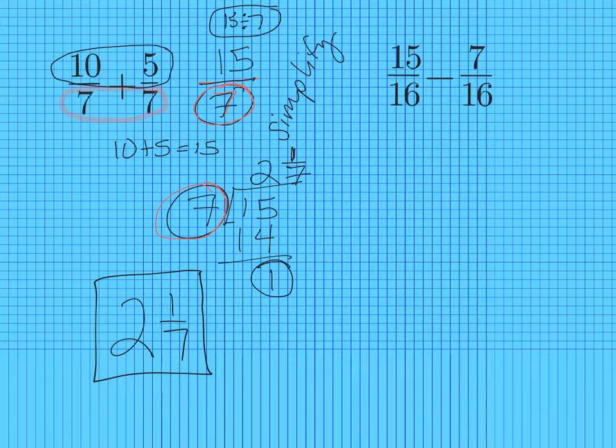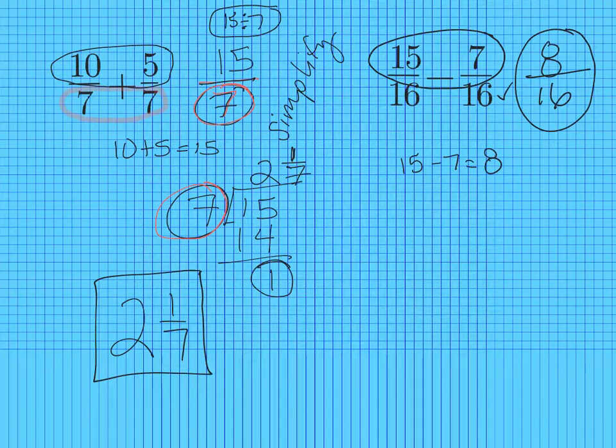All right, let's move on to the next one. So, are my denominators the same? Check. Yes, they are. 16 and 16. So I know my answer is going to be 16. Now I'm going to focus on the top. 15 minus 7. All right, so we're just thinking 15 minus 7. 15 minus 7 is 8. So my numerator is 8. But hold on. Can I simplify? Let's go back and think. Yes, I can. So I'm going to rewrite it down here.